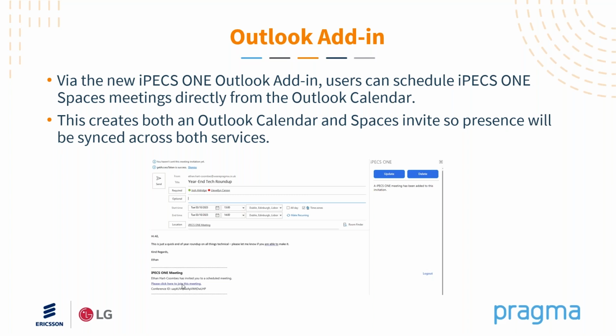It'll provide a link, just like Teams, that you can click to log into iPECS 1 Spaces. And this can also be used by guests, so third parties that aren't using iPECS 1 Spaces can join an iPECS 1 Spaces meeting via this link. But remember, this is available via the iPECS 1 collaboration license that enables the Spaces features.